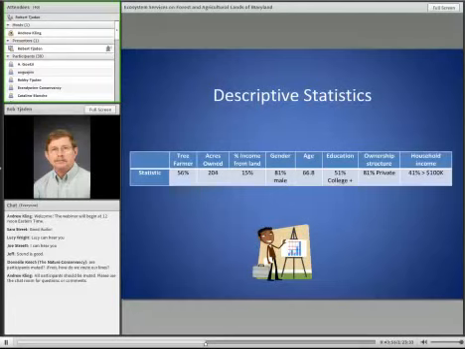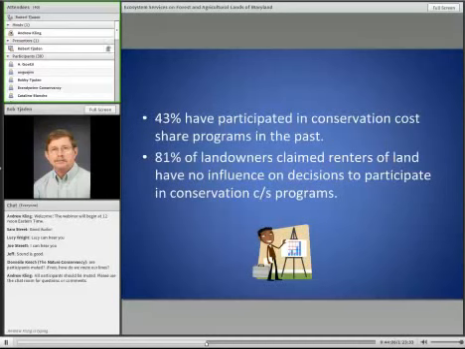43% of our respondents participated in conservation cost share programs in the past, which kind of surprised me. And I just got done doing a project with forest landowners in the forest industry in the state of Maryland, and we asked the forest landowners that we surveyed. It was probably 3,000 that we asked this question. There, only 30% have ever participated in a cost share program, which I thought and many others thought was relatively low. I would have thought that it had been much higher. But anyway, it is 43%.